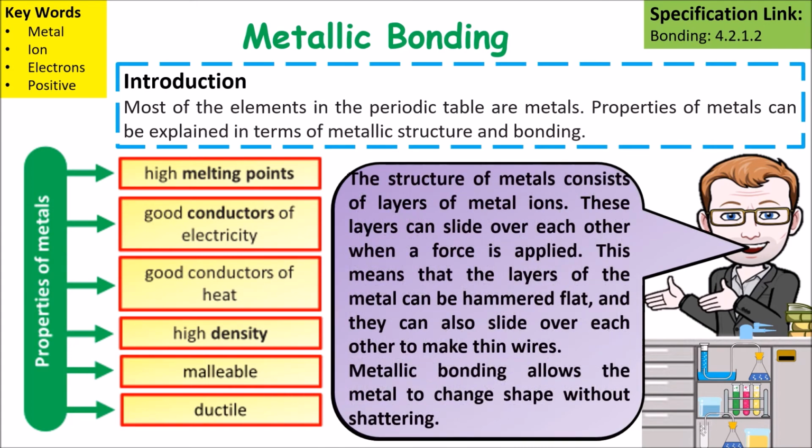The structure of metals consists of layers of metal ions. These layers can slide over each other when a force is applied. This means that the layers can be hammered into a flat shape or pulled into wires. This means that a metal is malleable and ductile.